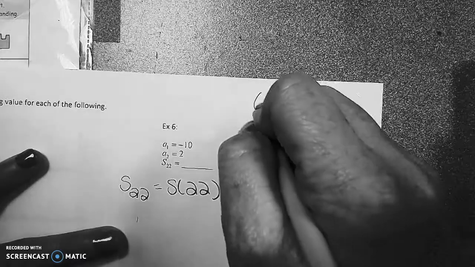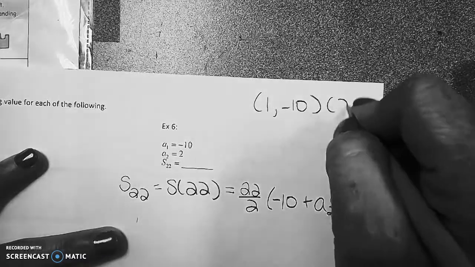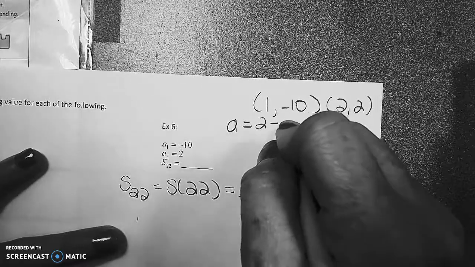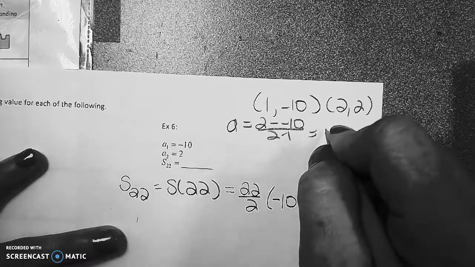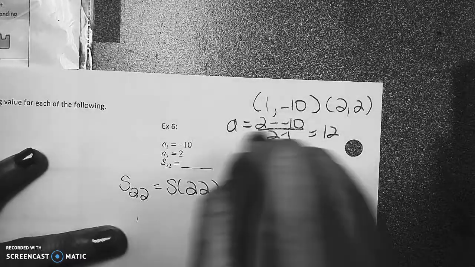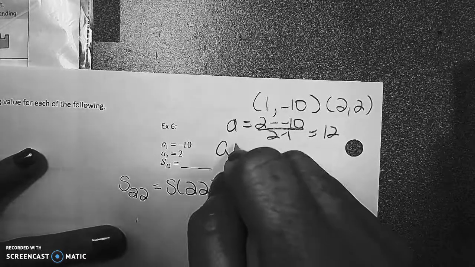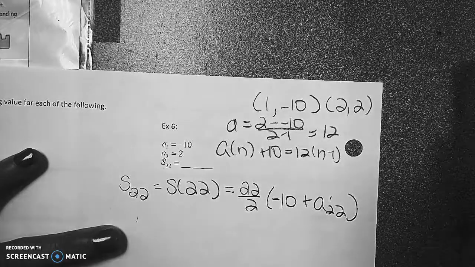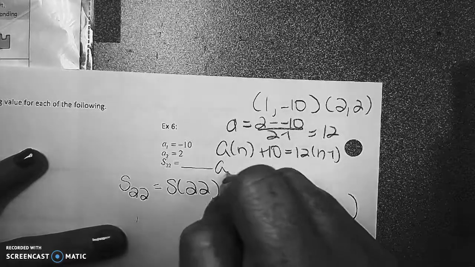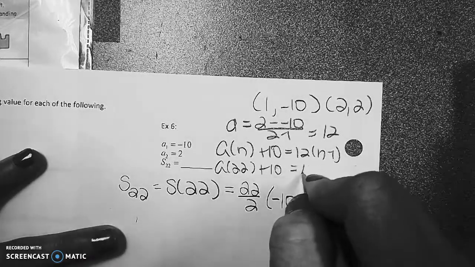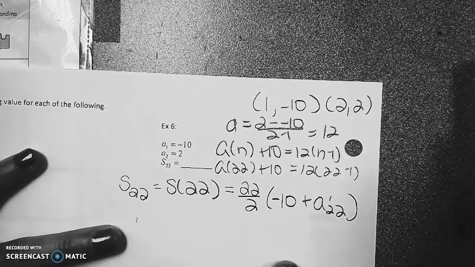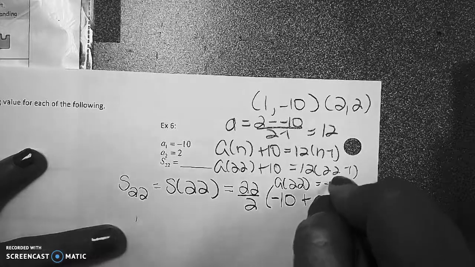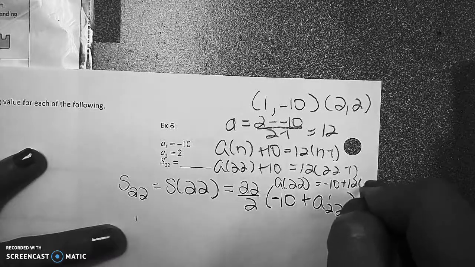So I'm given the first term is -10. The second term is 2. I can use that to find the common difference. So 2 minus -10, that's 12. I can then write the explicit formula, which is the same as point slope. And then if I want to find the 22nd term, I simply plug 22 in. I'm almost out of room. So A sub 22 will equal -10 plus 12 times 21.